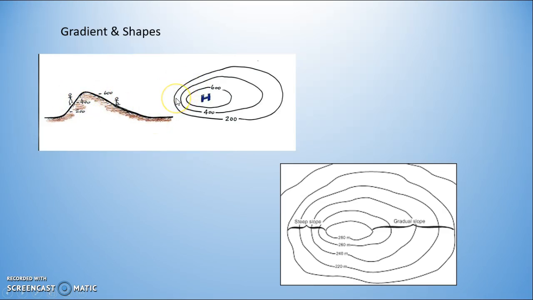Again, makes sense because 2, 4, 6, there's less space to get from low to high than there is on this side. On this map below, again, this one is nicely labeled as 220, 240, 260, 280 meters. Again, this left side is going to be steeper because there's about an inch of space for it to go from the lowest to the highest point, whereas in this gradual slide, there's almost twice the distance for it to get from low to high.